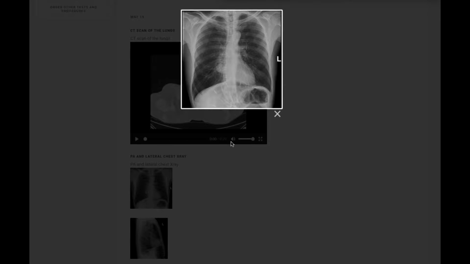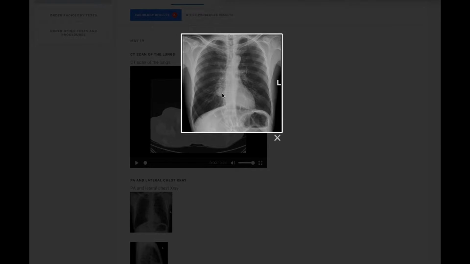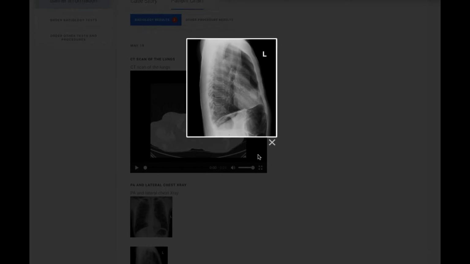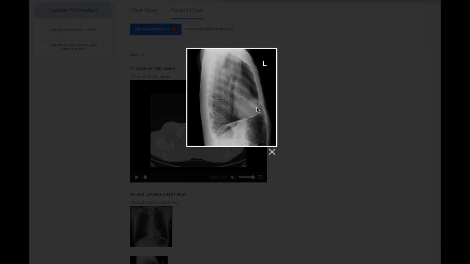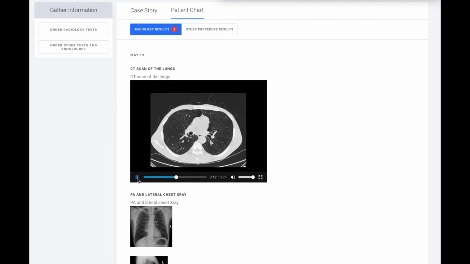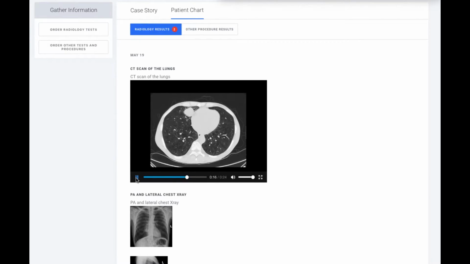The chest x-ray shows a mass in the right chest, and the lateral film suggests that it is probably in the right middle lobe of the lung. The CT scan shows the mass as well and suggests that it is quite close to the pericardium and possibly to the chest wall.